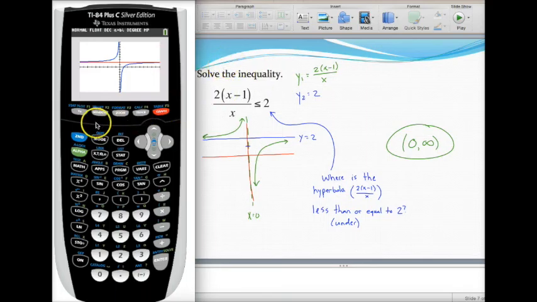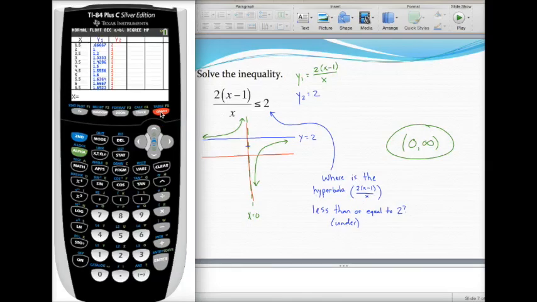Where y is 2. I could double check this by looking at the table as well. If I make x really, really big, like if I keep scrolling down in my table, I can see that no matter what, the y value, the blue curve, is always less than 2. It's getting closer and closer to 2, but it will never ever intersect. So the interval where this graph is less than or equal to 2 would be between 0 and infinity.